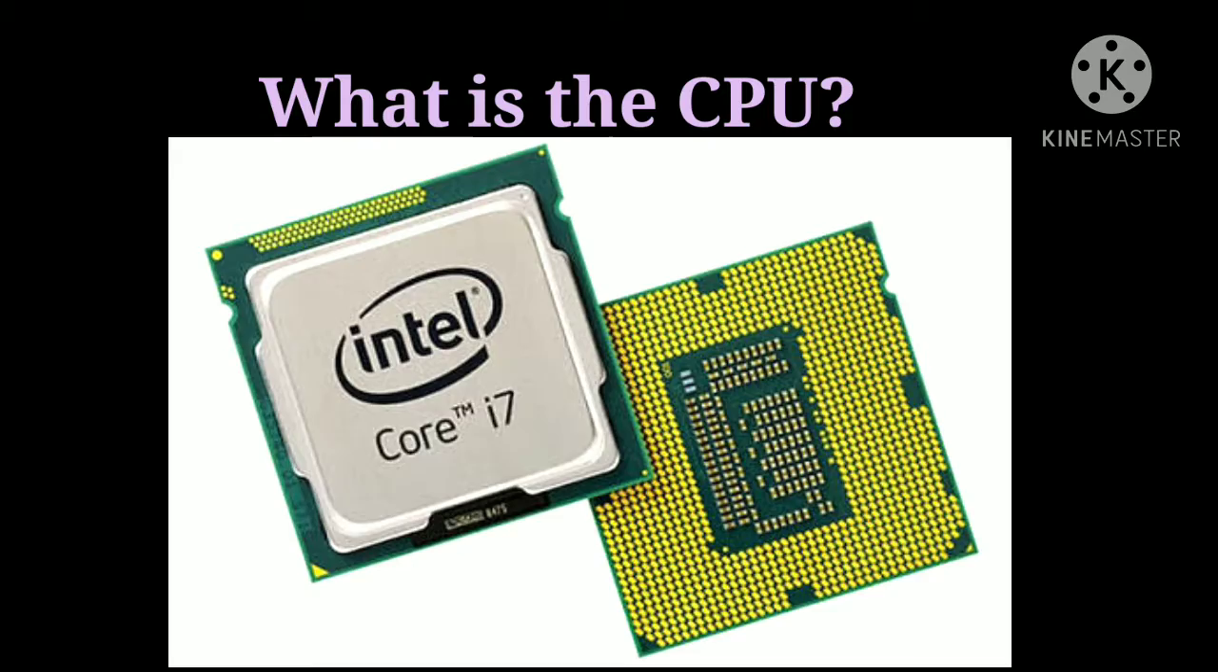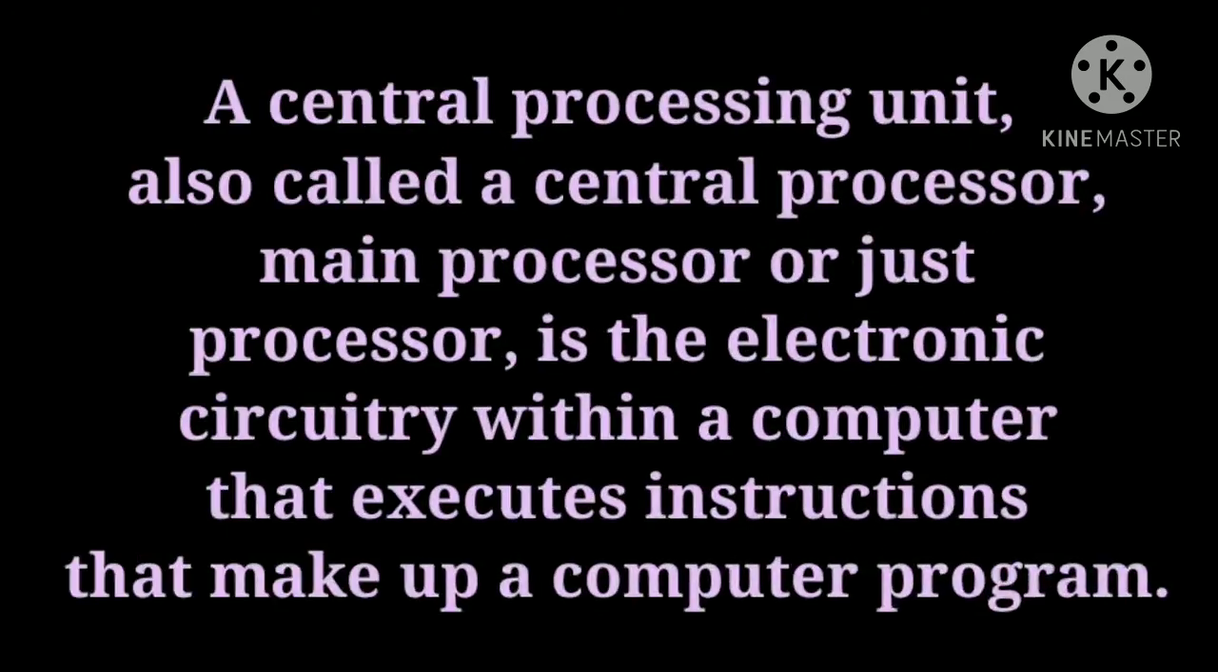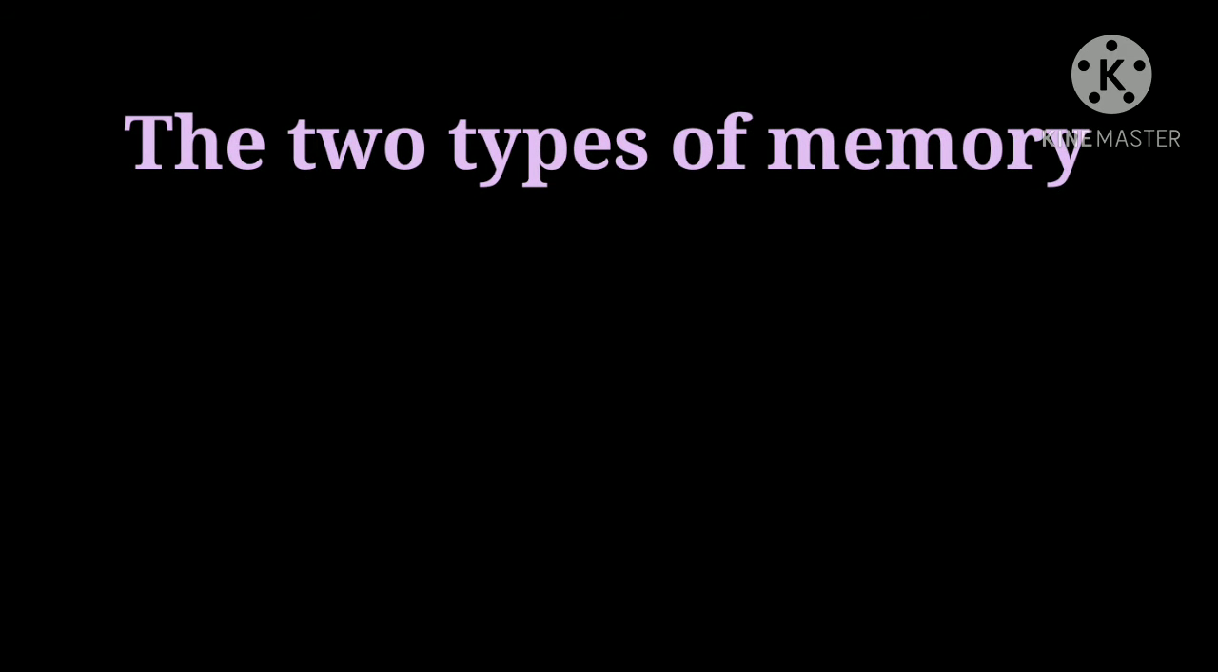So what is the CPU or the central processing unit? Central processing unit, also called as central processor, main processor or just processor, is the electronic circuitry within a computer that executes instructions that make up a computer program. The two types of memory, the RAM and ROM.